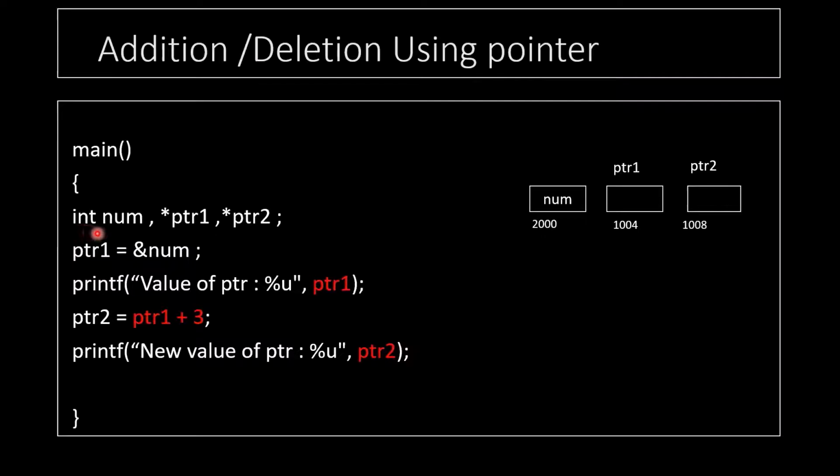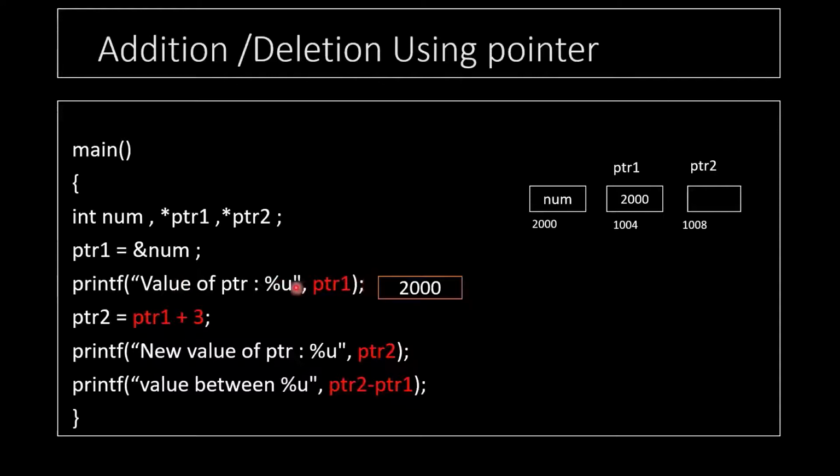I've taken an integer type variable and two integer type pointers. Whenever we declare a variable, it is assigned a memory location, and what we are doing here is assigning the address of number to pointer 1. So now pointer 1 has the address value 2000 and is pointing towards num. If I print this printf statement, it will print 2000. The %u here is used to print the address value. So this 2000, the supposed address of the number, will be printed.